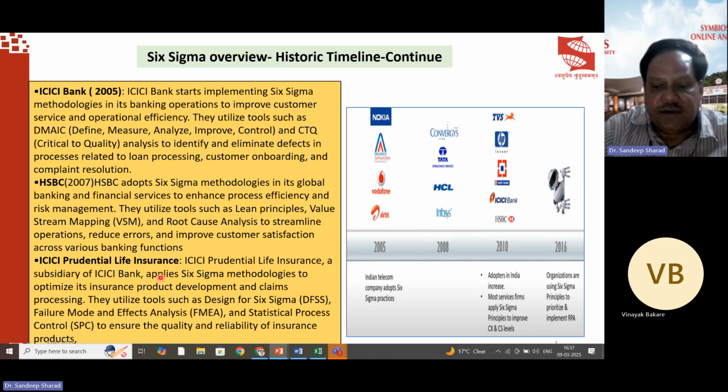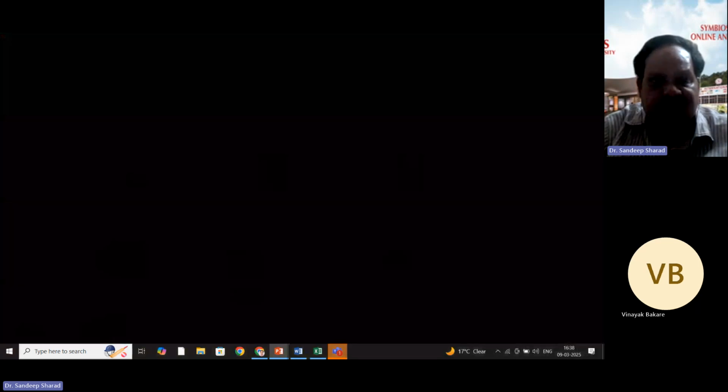ICICI Prudential Life, along the same line, also did this to reduce defects and the claims produced, which are going to be proven, and how they are going to be taken into consideration for customer benefits.